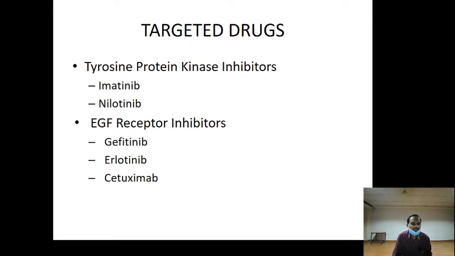So to remember imatinib and nilotinib, remember that they are used in three conditions: gastrointestinal stromal tumors, chronic myeloid leukemia, and dermatofibrosarcoma protuberans. But if you have to remember only one, remember chronic myeloid leukemia. And the difference between imatinib and nilotinib is that nilotinib can work even in imatinib resistant malignant cells.